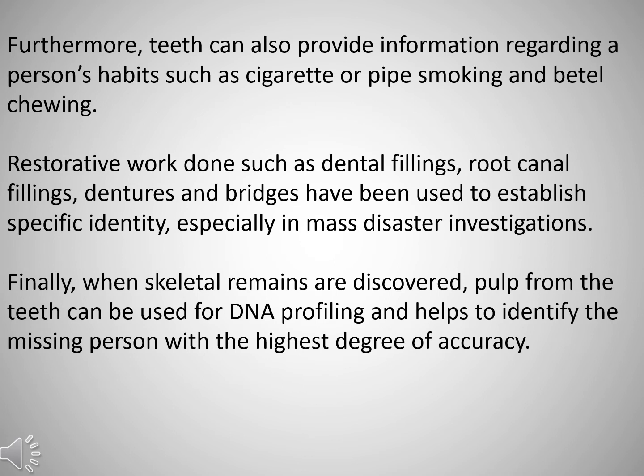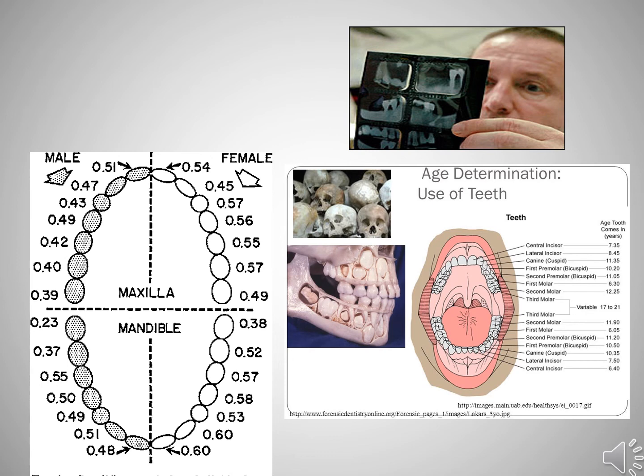Furthermore, teeth can also provide information regarding a person's habits, such as cigarette or pipe smoking and betel chewing. Restorative work done such as dental fillings, root canal fillings, dentures, and bridges have been used to establish specific identity, especially in mass disaster investigations. Finally, when skeletal remains are discovered, pulp from the teeth can be used for DNA profiling and helps to identify the missing person with the highest degree of accuracy. This diagram shows how the teeth can be used to determine the person's identity.